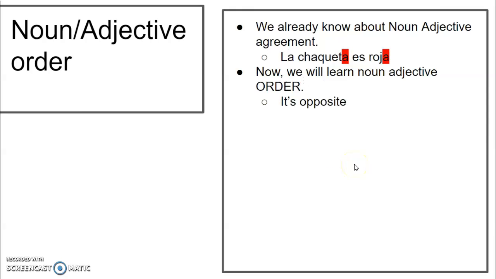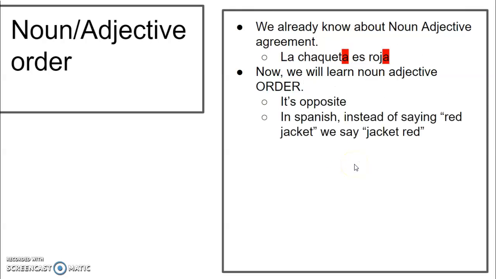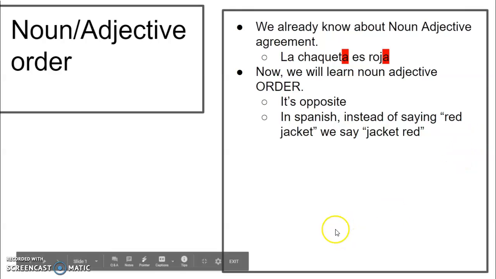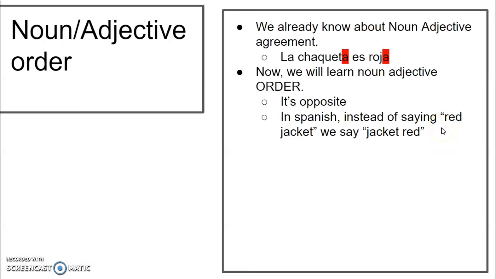It's opposite than English. So in Spanish, instead of saying red jacket, we say jacket red. So in all languages, the order of the words in a sentence is called syntax. And in Spanish, they just have a different syntax order than we do. It's one of the things that makes Spanish unique. So here, chaqueta roja is the way that we say red jacket.